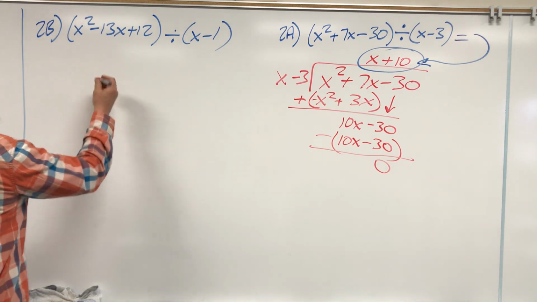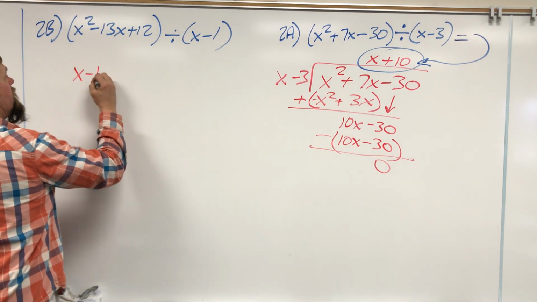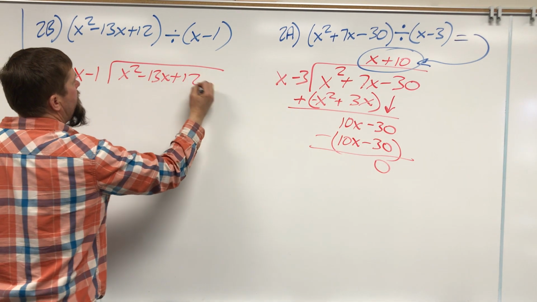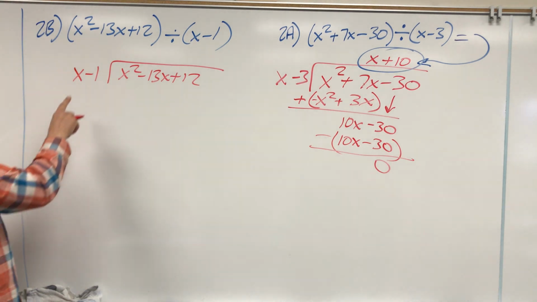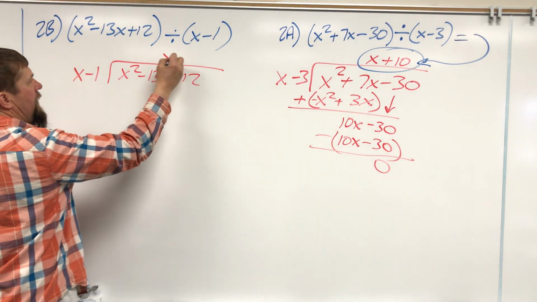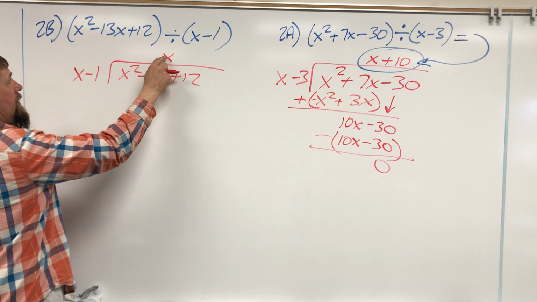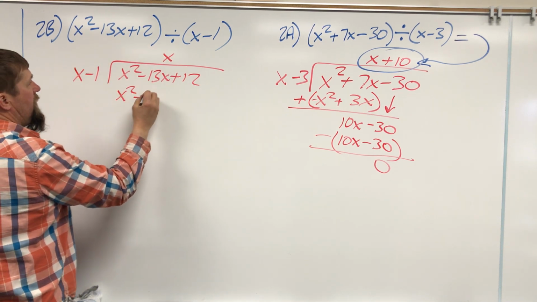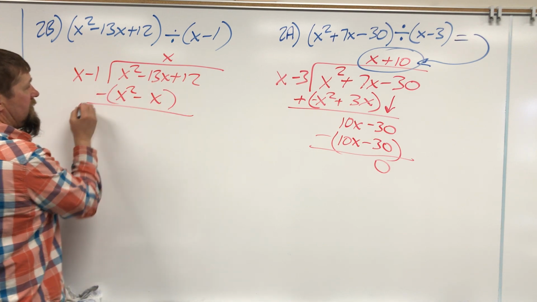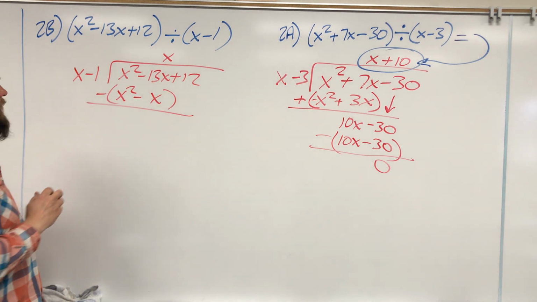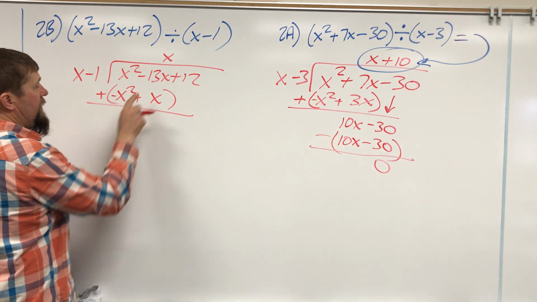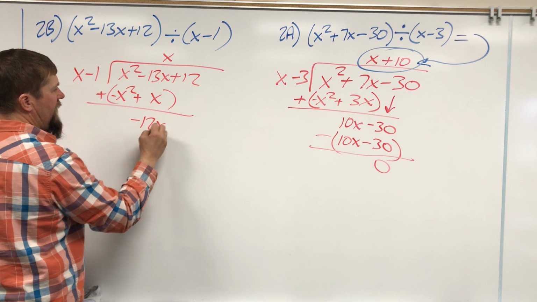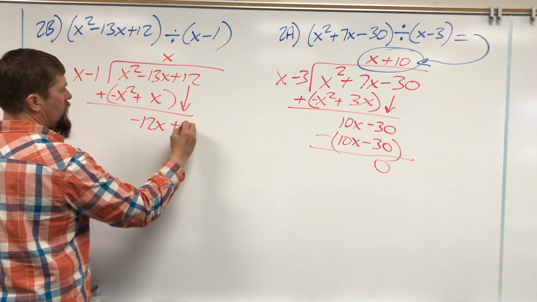Okay, welcome back. We're going to go over this. X minus 1, x squared minus 13x plus 12. X multiply by another x to get x squared. I multiply it back times the whole thing. I get x squared minus x, and then I'm going to subtract. Change, change. I actually am adding a positive x to negative 13, which is negative 12x. I'm going to drop the plus 12.